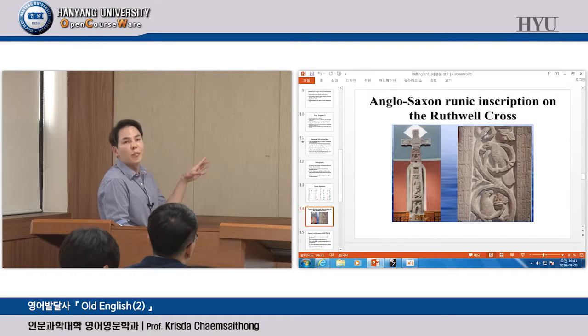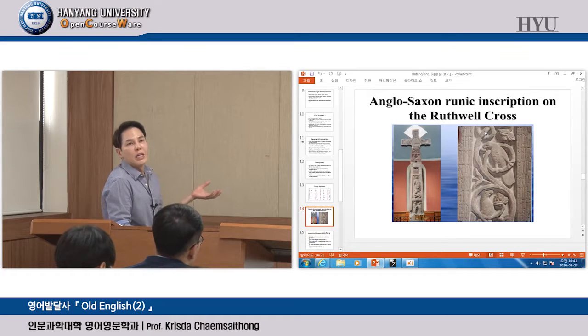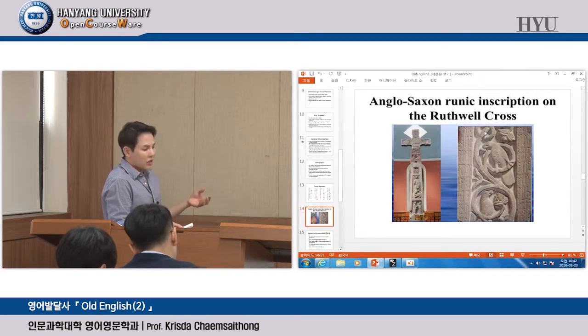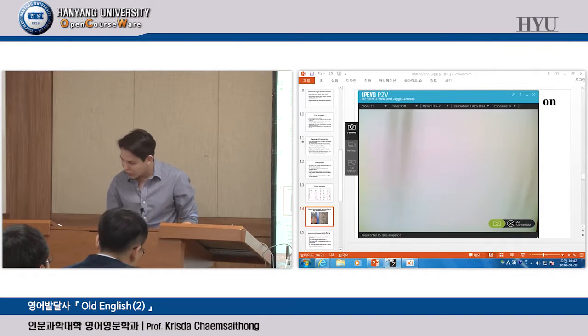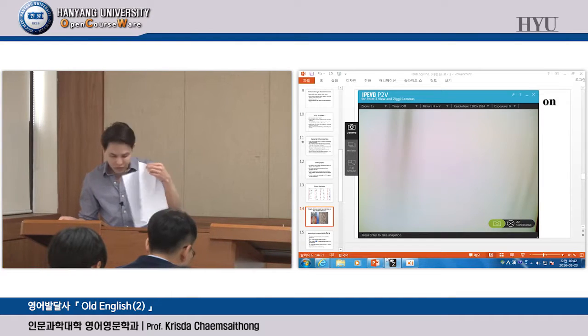Actually, it's a poem. You can call it the first poem in the history of English literature. It's a poem that's called The Dream of the Rood.